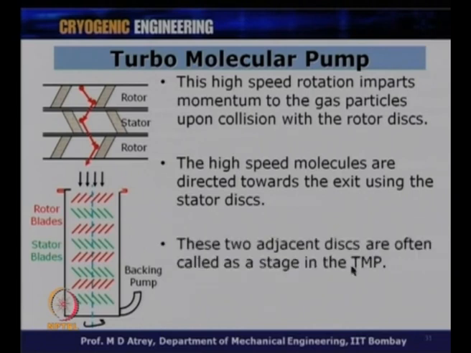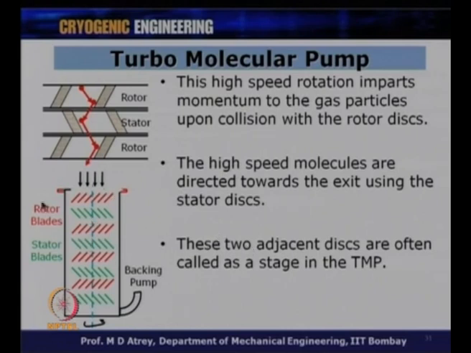These two adjacent discs are often called a stage of a TMP. For example, one rotor and one stator will constitute one stage. So you have stage number 1, stage number 2, stage number 3, stage number 4, and normally 6 to 7 or 8 stages could be there for a given TMP, not more than that.